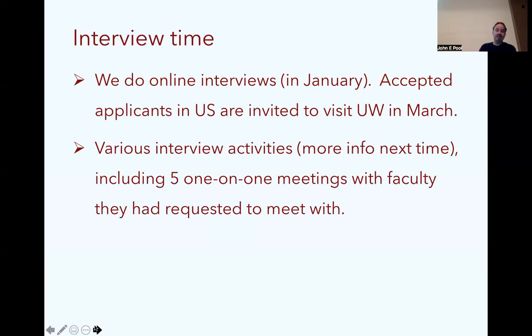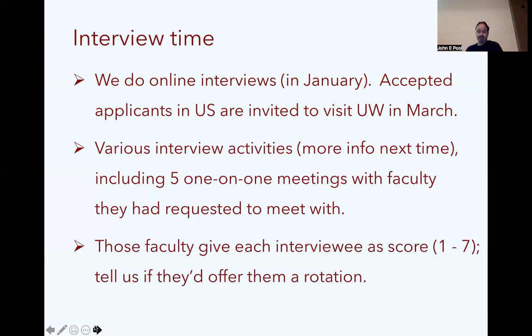So in our interviews, there's a whole range of activities. There's no time to talk about that today, but we'll talk about it next week. That includes 5 meetings with individual faculty, or occasionally with another member of their lab instead. But these are faculty generally that the applicant has requested to meet with. And those faculty actually score each person that they interview on the same scale that our applications were reviewed on. That may make you feel nervous and awkward, but I'll tell you next time why you shouldn't be.